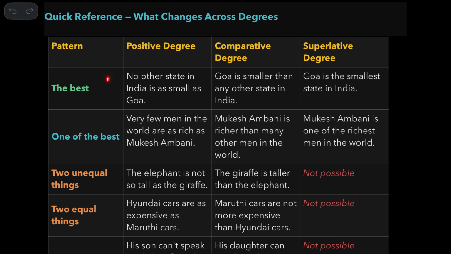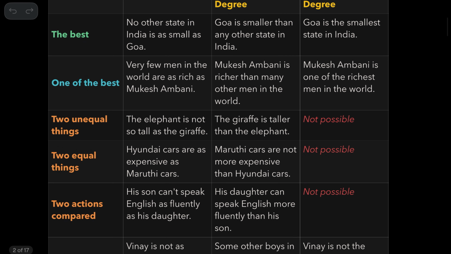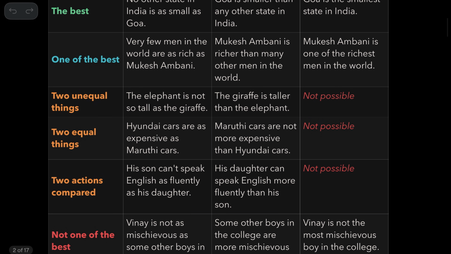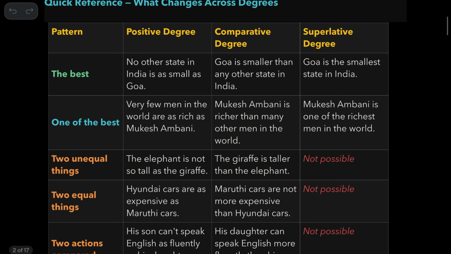Here we have 1, 2, 3, 4, 5 and 6 patterns in all, but in the textbook, they haven't given this last one, though there are some questions on this pattern. Okay, so let us take a look at this.